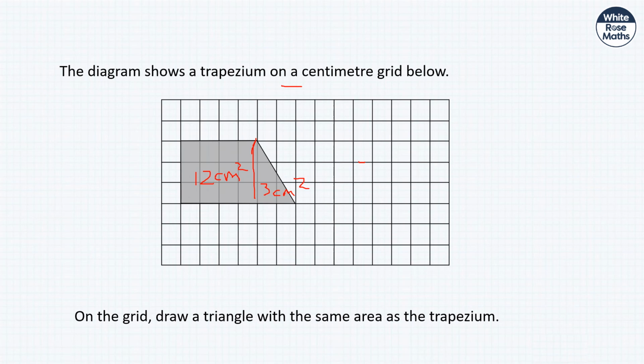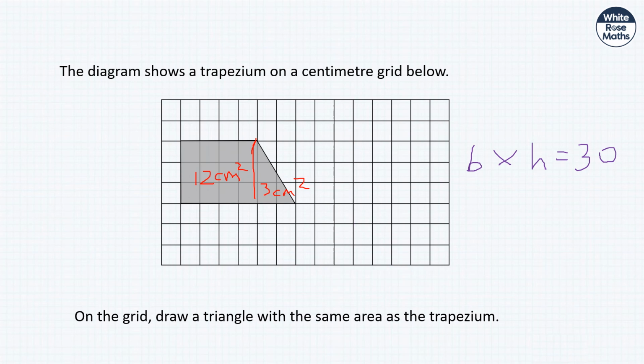So I need a triangle that has an area of 15 centimeters squared, which means therefore the base times the height has to equal 30. So I can do many different ways here. I can do 3 by 10. So if I do 3 by 10, 1, 2, 3, and 1, 2, 3, 4, 5, 6, 7, 8. Okay, doesn't go up to 10 actually.